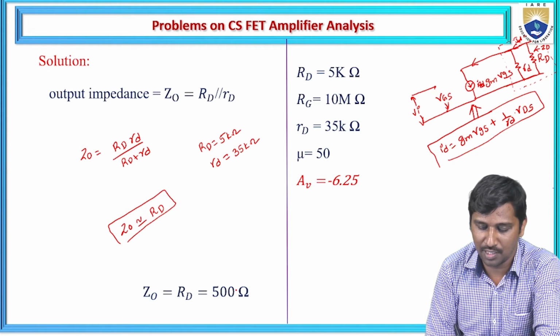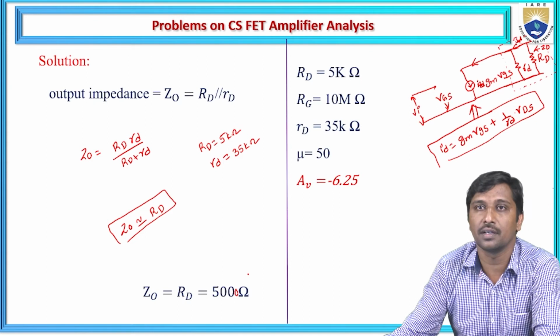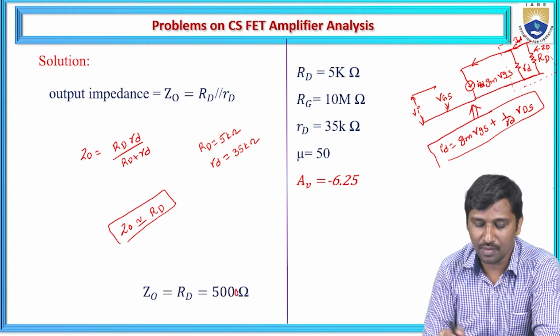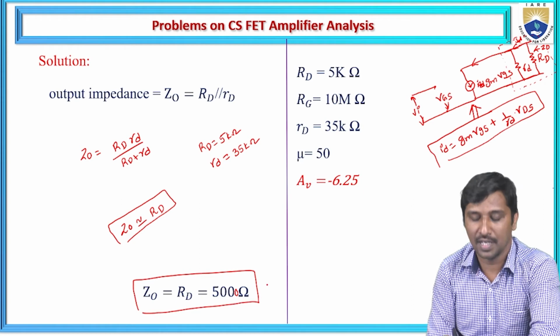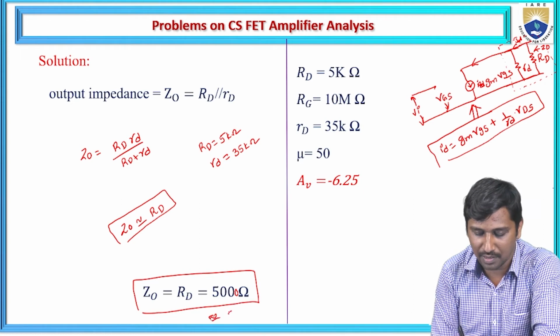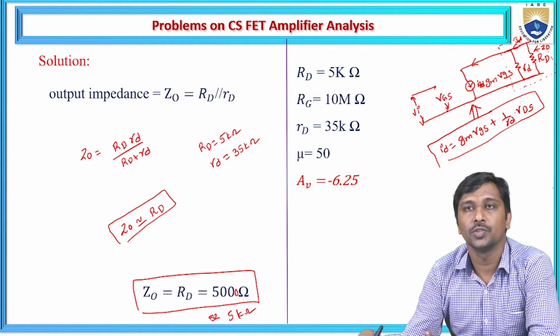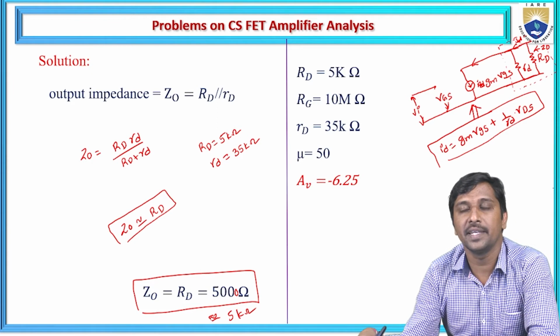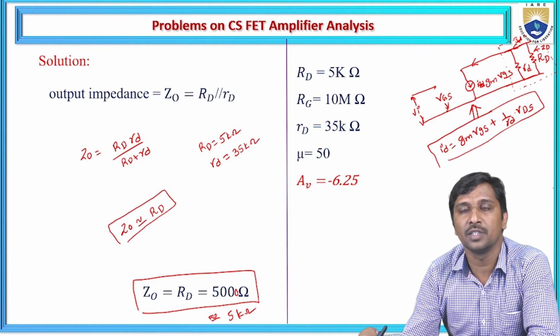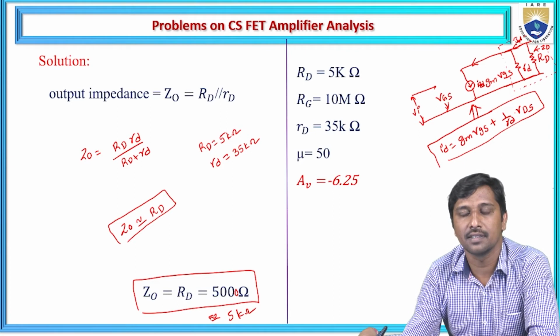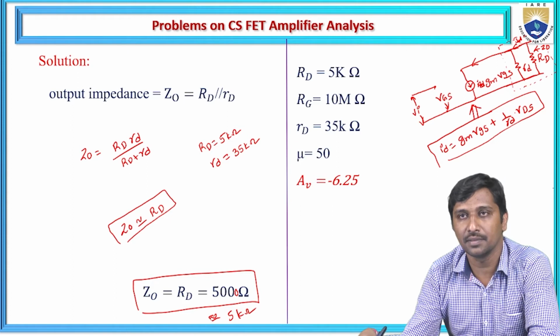This is 5 kilo ohms, hence this is 5000 ohms. So Z0 is approximately RD, equal to 5000 ohms, or 5 kilo ohms. So to this point, we evaluated the three parameters, that is voltage gain, as well as input impedance and output impedance for the given specifications.